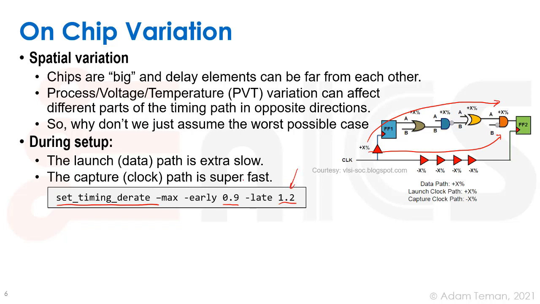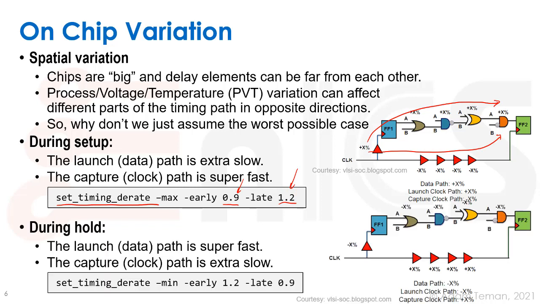Now, these will be provided by your foundry to show what is a good on-chip variation to add. For hold, we'll do the opposite. In this case, we want to make sure that the data path is actually faster than the capture path. The launch path is faster than the capture path.